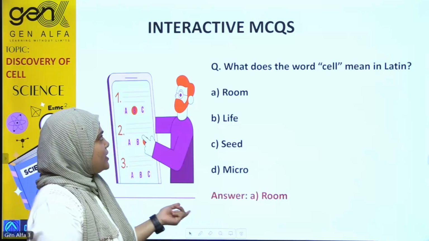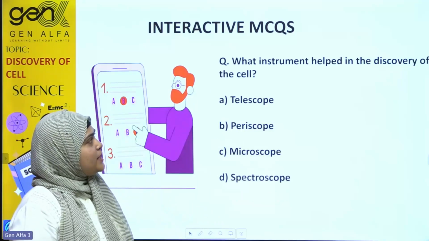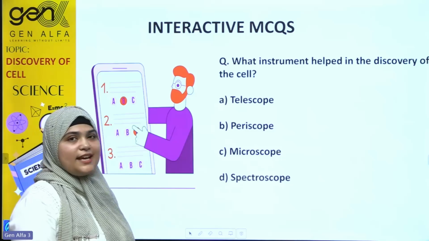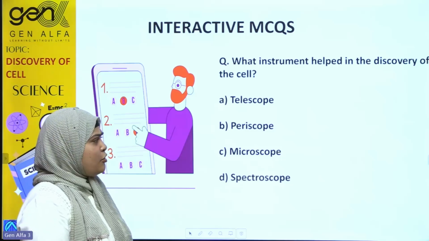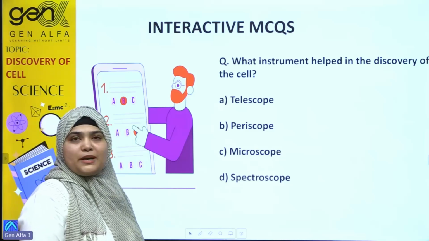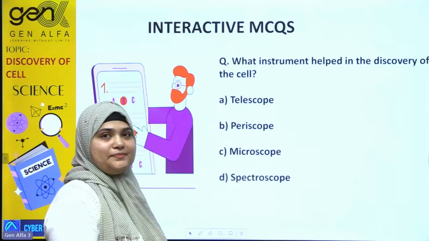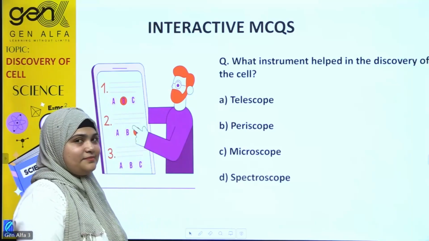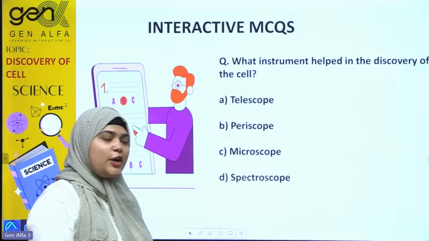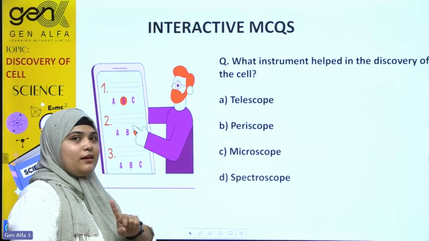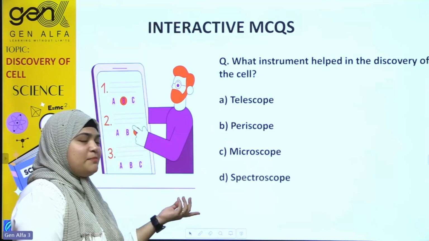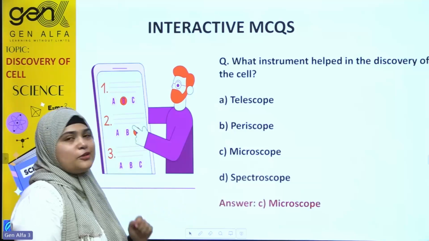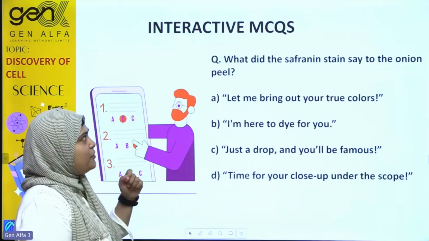Next, what instrument helped in the discovery of the cell? Telescope, periscope, microscope, or spectroscope? Tell me the correct answer. Very simple, students. You have studied only one instrument here. Simple. Option C, microscope. Good to go.